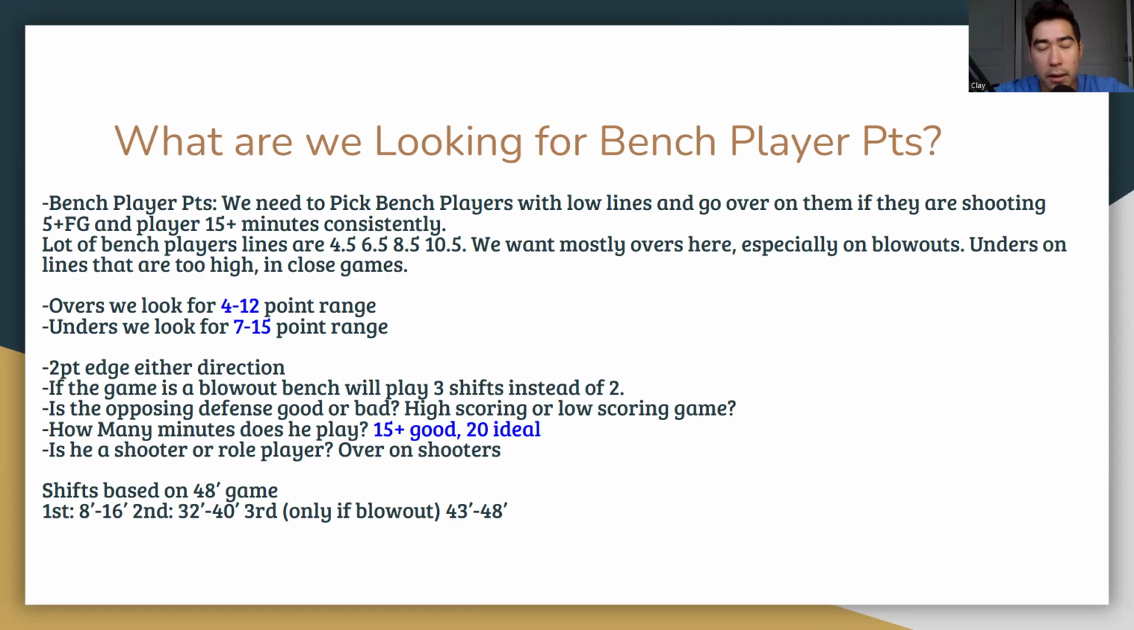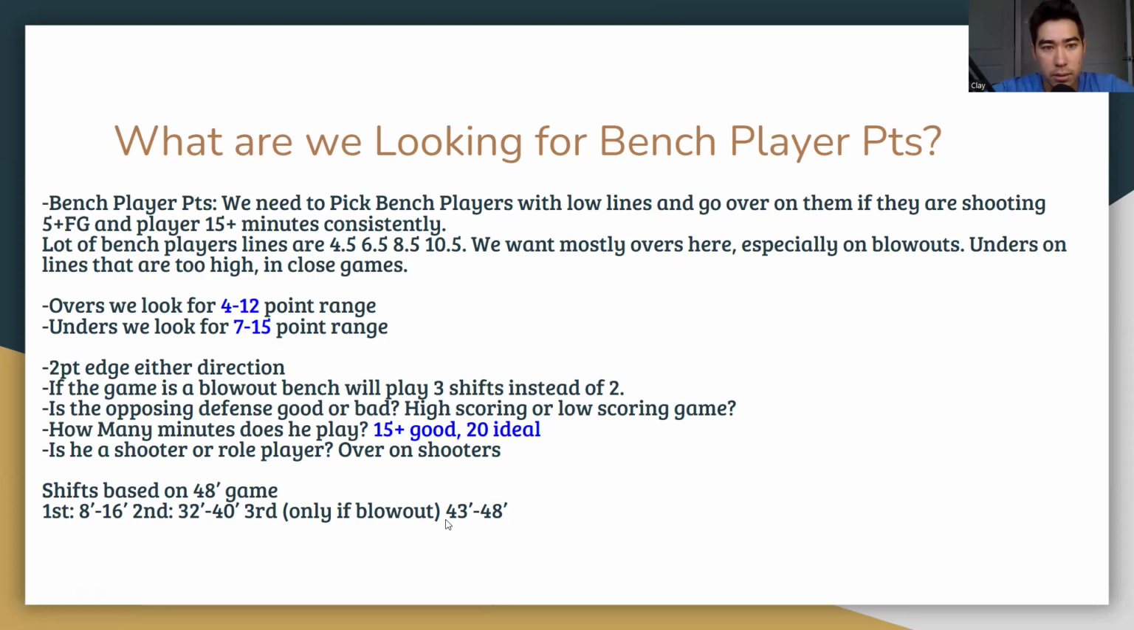Unders on lines that are too high are also good for us, especially on bench players in games that are going to be close. If it's going to be close, the bench players are only going to get their two shifts. Here are their shifts. They come in with 4 minutes left in the first quarter, and come out with 8 minutes left in the second quarter. For the second shift, they come in with 4 minutes left in the third quarter, and come out with 8 minutes left in the fourth quarter. And if it's a blowout, they're going to get this extra shift at the end, the last 5 or 6 minutes.